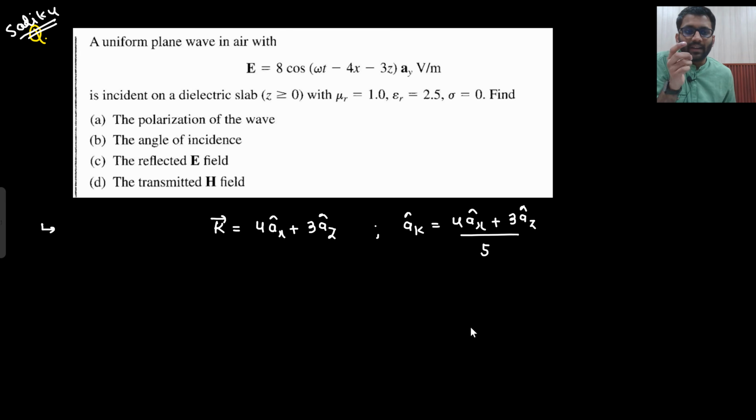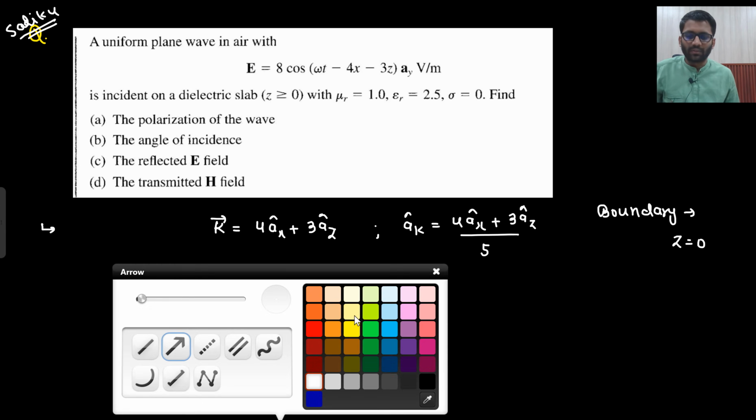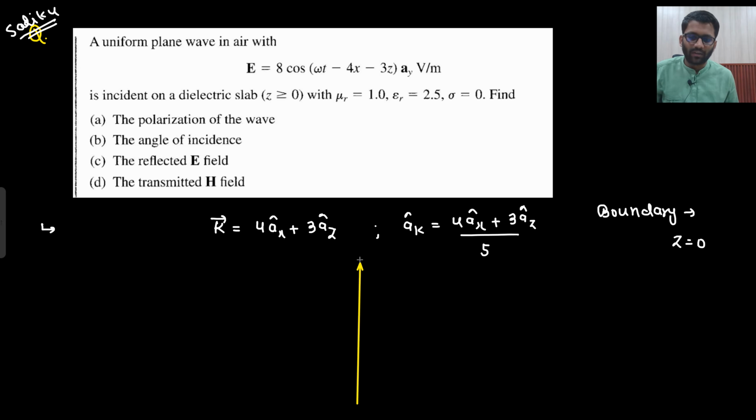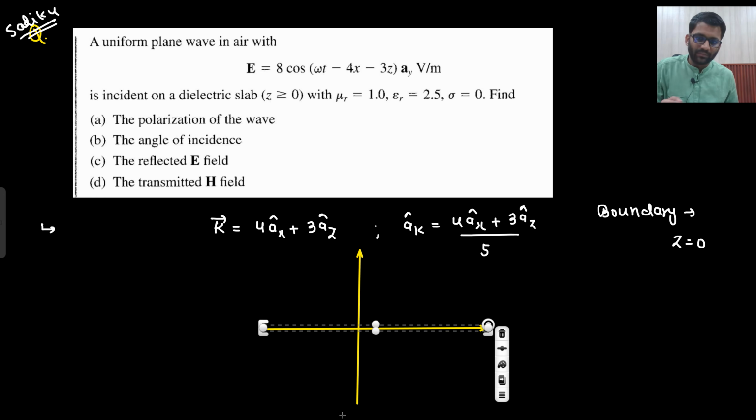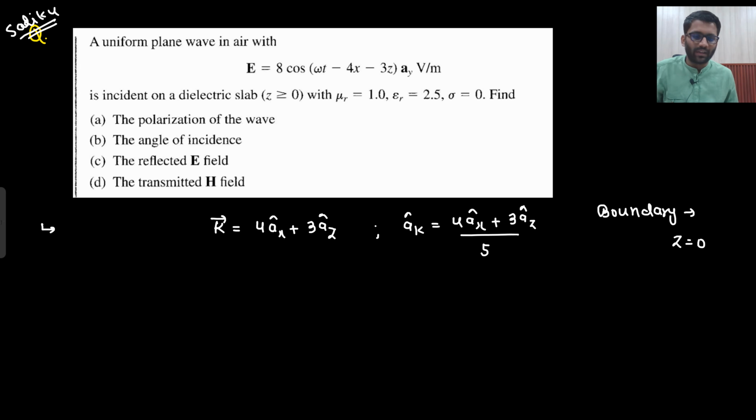And how will I decide which will come on horizontal and which on vertical? I will decide using the boundary. So what is my boundary? Boundary is z equals to 0. So that means the z axis should come on horizontal. So this is how I will make my plane, with the z axis on horizontal. Well, let's make it on the next page because it should be a bit bigger.